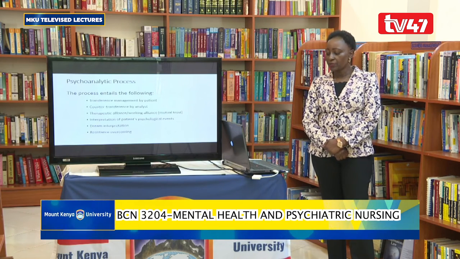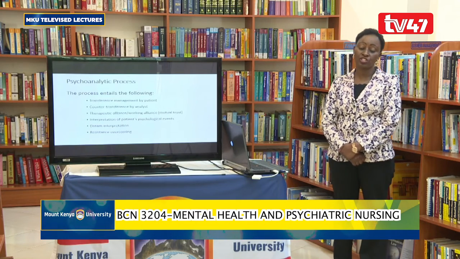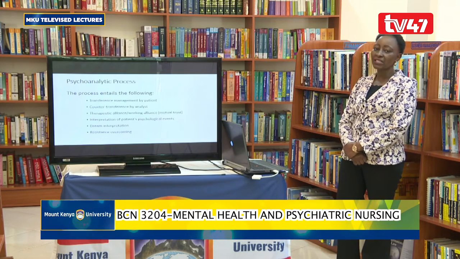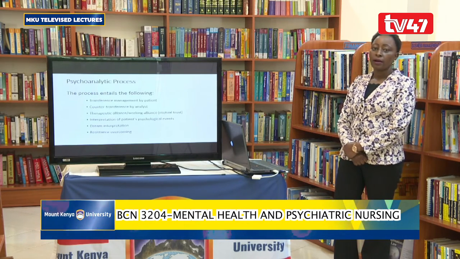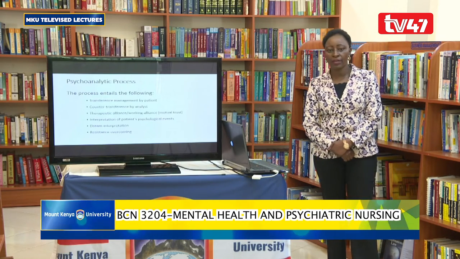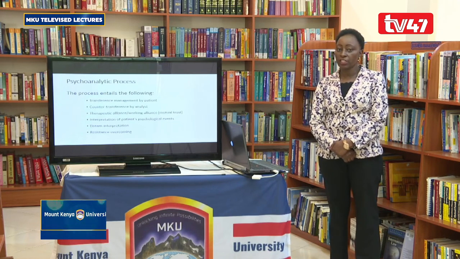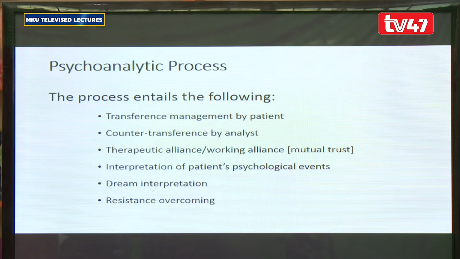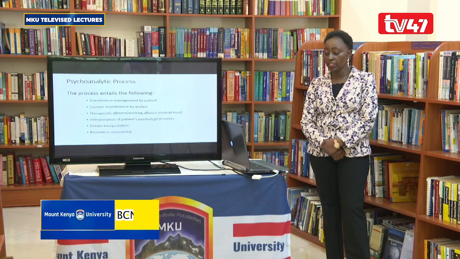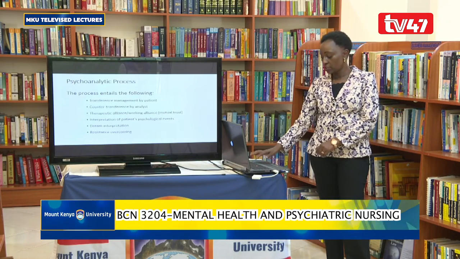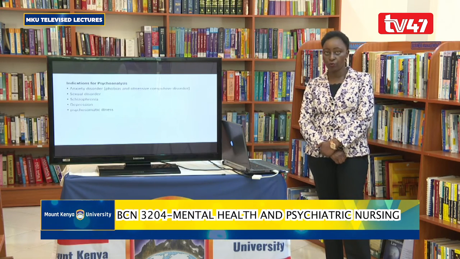The third process is therapeutic alliance, in which there should be mutual trust between the patient and the therapist. The therapist has to reassure the patient that the therapist will not disclose the conversation and the events affecting the patient to anybody. There is also dream interpretation. The patient is expected to inform the therapist about the themes of their dreams. What kind of dreams do they dream? Are they horrific dreams, or nice dreams, or dreams that are going to affect the patient's psychological management? Then there is resistance overcoming, in which the patient is expected to talk without restraint or prior imagination of what they are supposed to say.